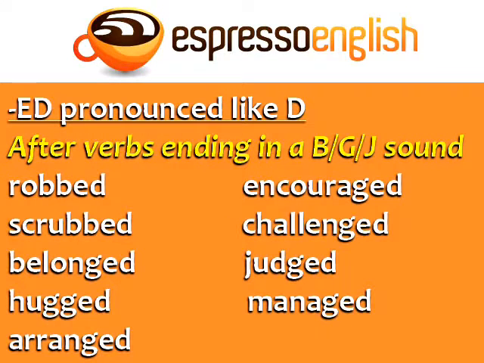Finally, ed is pronounced like D after verbs ending in a B, G, or J sound. This is one of the most difficult to pronounce, so let's practice. Robbed, scrubbed, belonged, hugged, arranged, encouraged, challenged, judged, managed.